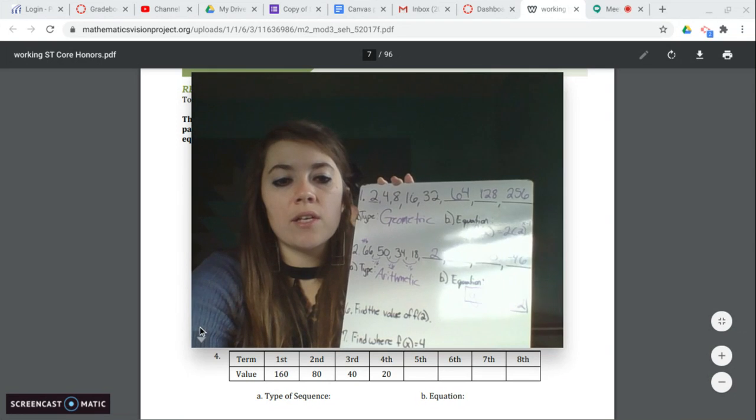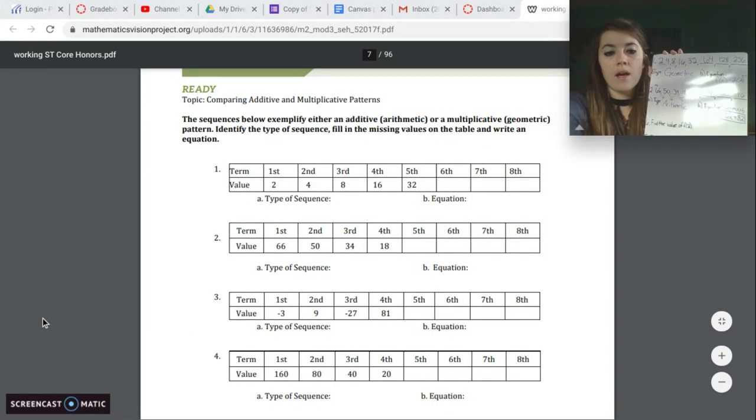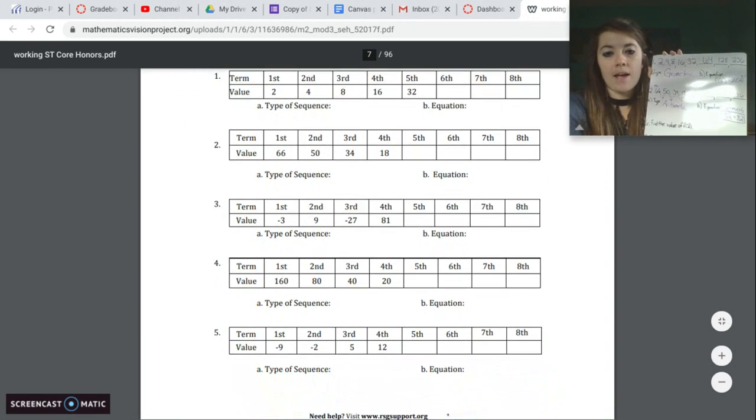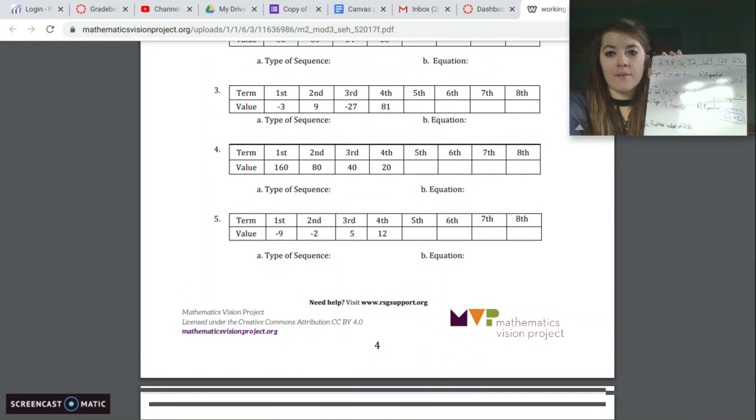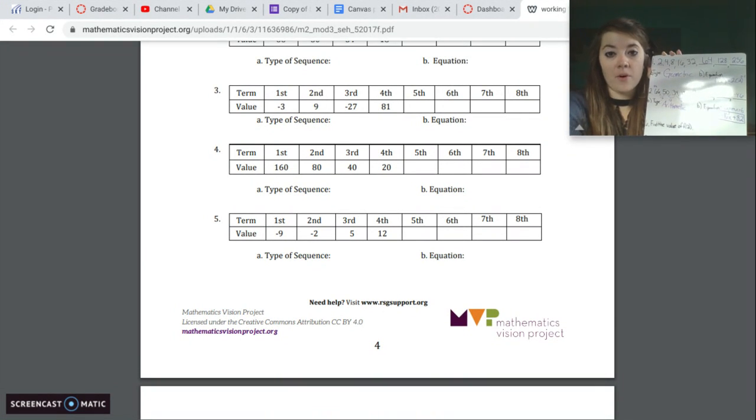Once again, some of you guys are dropping off that variable. So this is what you guys are going to be doing on 3, 4, and 5: filling out the rest of the table, identifying the type of sequence, and writing your equation.